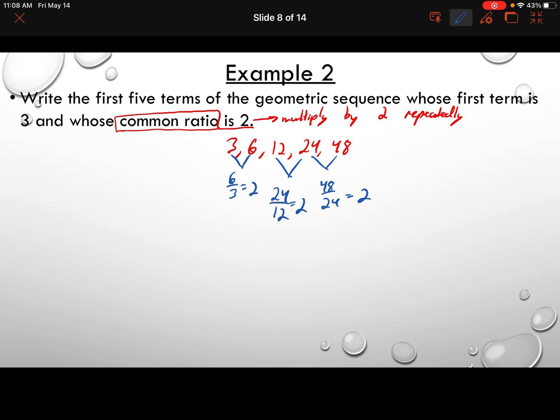Now, the key here is you have to make sure you take the later term first. So we're always doing 6 divided by 3, or 12 divided by 6, or 24 divided by 12. Don't do 3 divided by 6, because remember, we're going forwards, we're not going backwards. So you always want to choose the later term first. So the second term divided by the first term, or the third term divided by the second term. Not the first term divided by the second term. All right, so just be careful there.